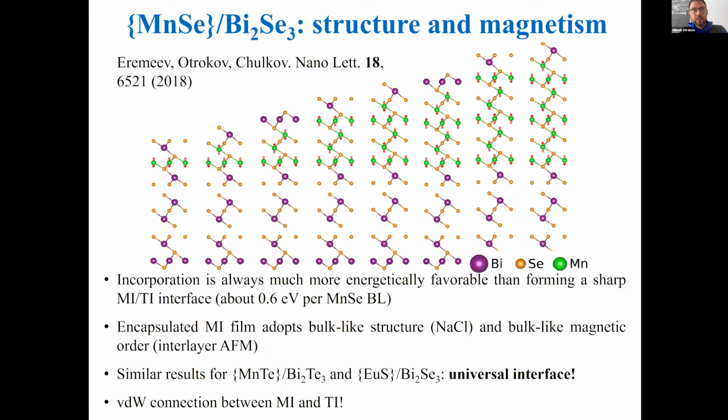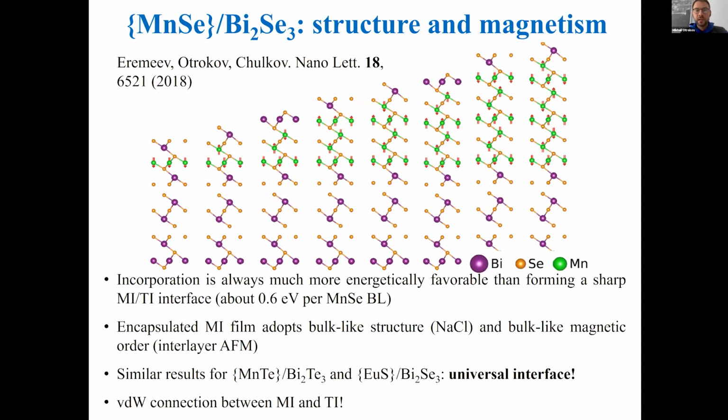What was done, basically, is a comparison of the total energies, always for two situations. In the first situation, you leave the bilayer of manganese selenide, in this case, on top of the surface block, whatever block it is: quintuple, septuple, nonuple, etc. In the other situation, you incorporate this bilayer inside the block. Each and every time, the incorporation was much more favorable energetically, by about 0.6 electron volt per manganese selenide bilayer. Moreover, it was found that the encapsulated film adopts its bulk-like structure and bulk-like magnetic ordering.